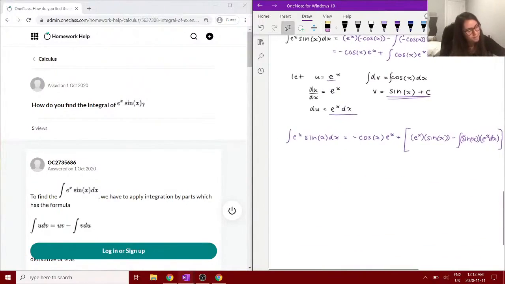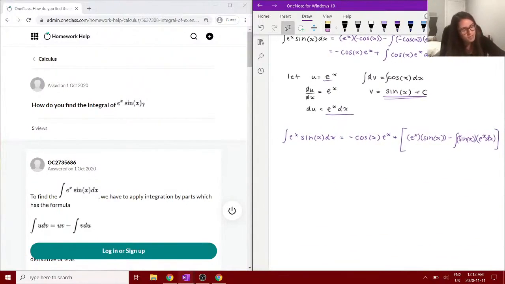Okay, now we're going to just simplify. Here we go. Minus cos x e to the x plus, I'm just rewriting without all these extra brackets so that it's easy to see, minus sine x. Well, actually, I'm going to change the order of this. So we have minus exponential x times sine x dx.